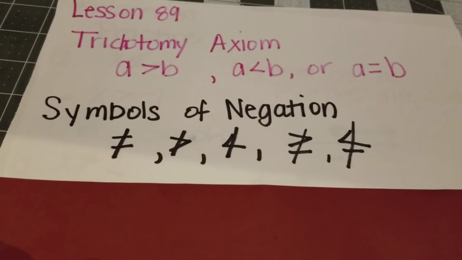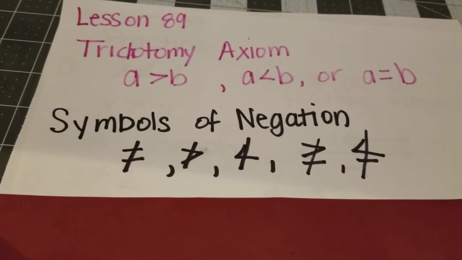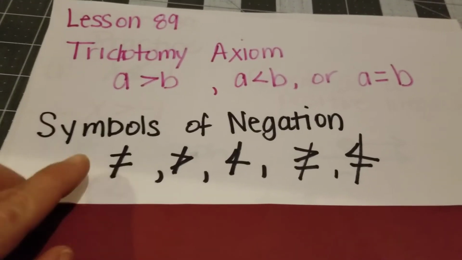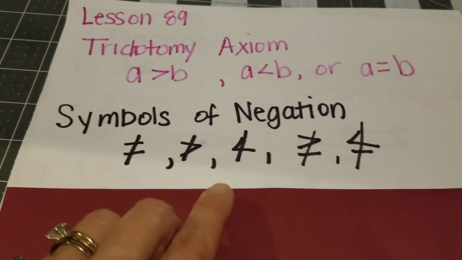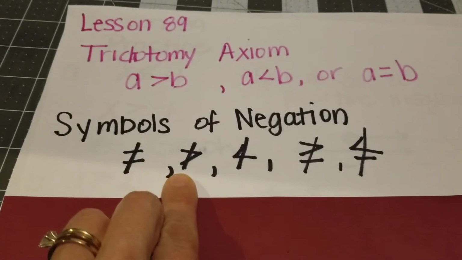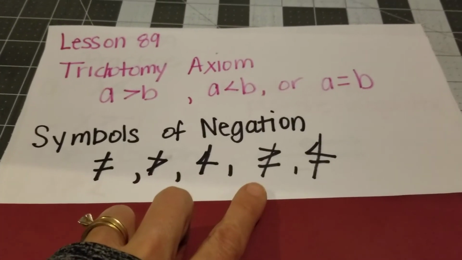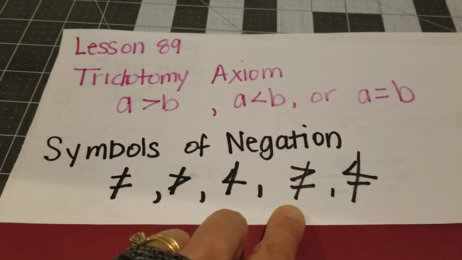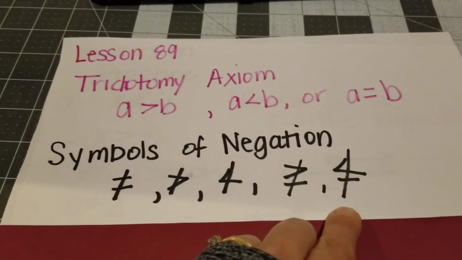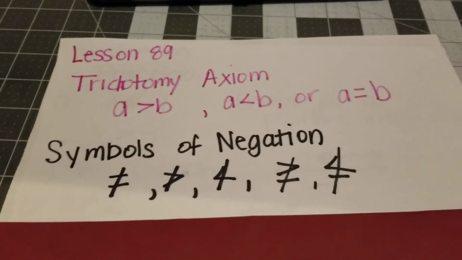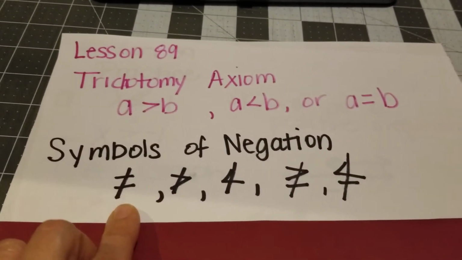So symbols of negation, think of the no smoking sign, right? They're just going to have a big cross through whatever the symbol is. So instead of equals to, this is not equals to, this is not greater than, this is not less than, this is not greater than or equal to, and this is not less than or equal to.